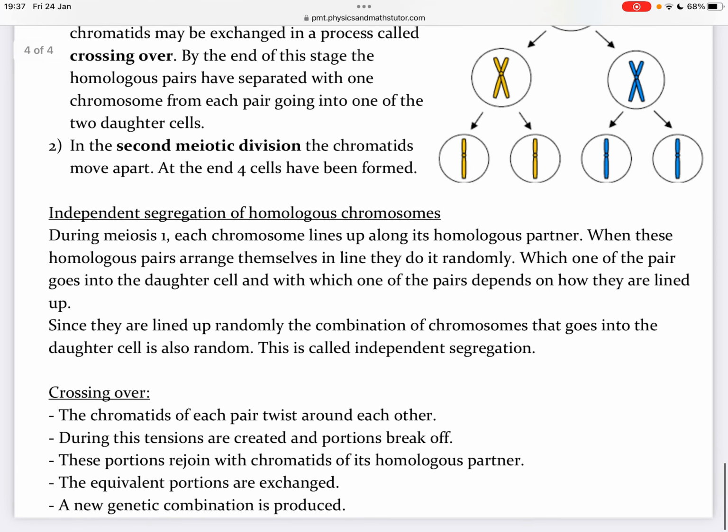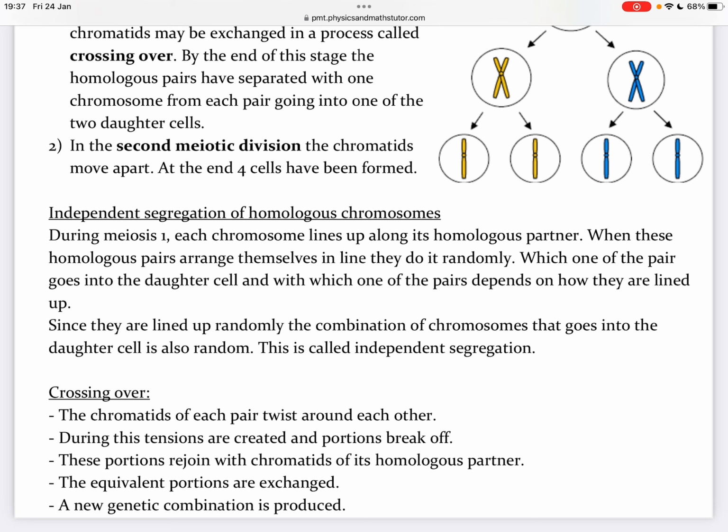Last thing before we finish, crossing over. The chromatids of each pair twist around each other. During this, tensions are created and portions break off. These portions rejoin with chromatids of their homologous partner. The equivalent portions are exchanged, and a new genetic combination is produced.